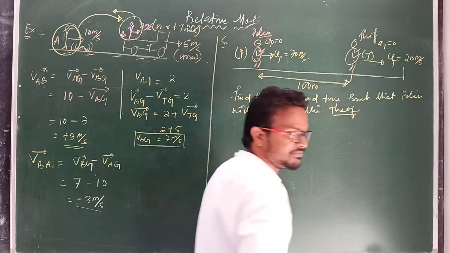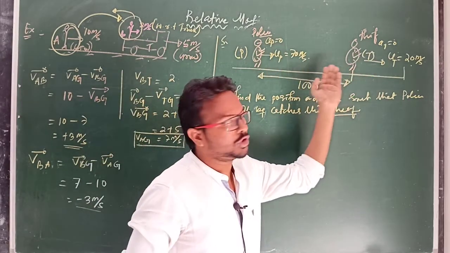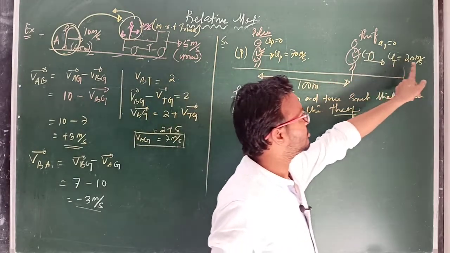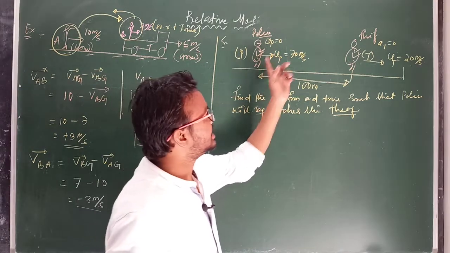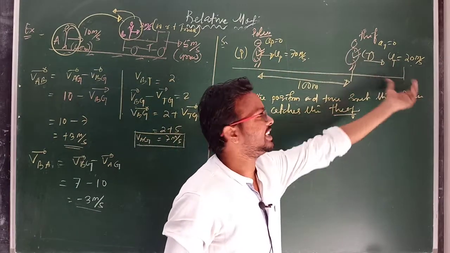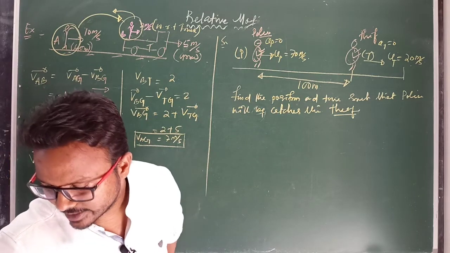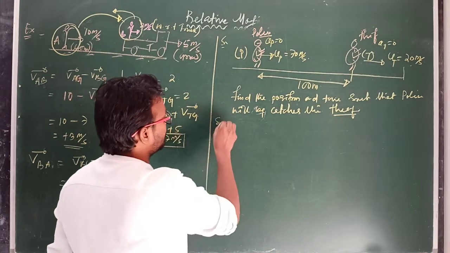Clear? Police is running at a speed of 70 meter per second and the thief is moving with 20 meter per second. We have to find after how much time police will catch the thief and at what distance. Clear? So by using the relative velocity concept it will be easy to find this. So now come to the solution part.